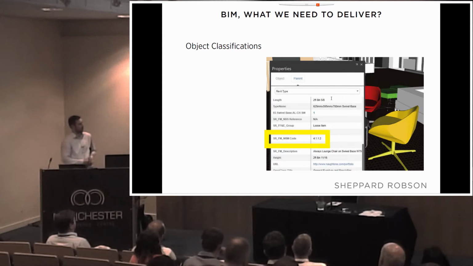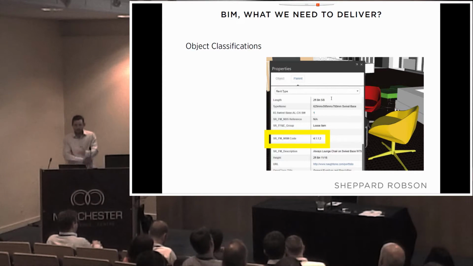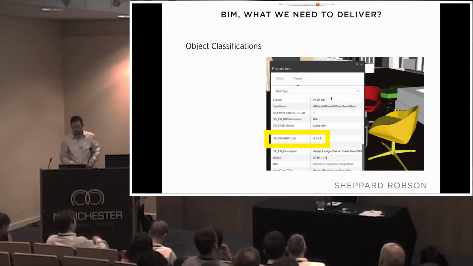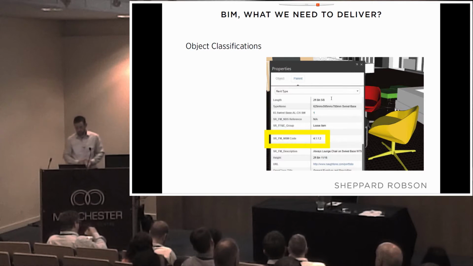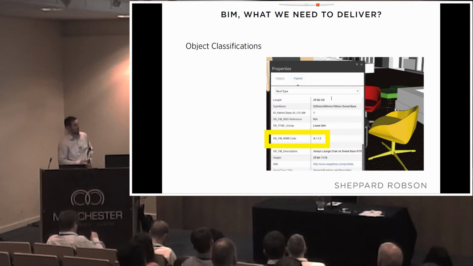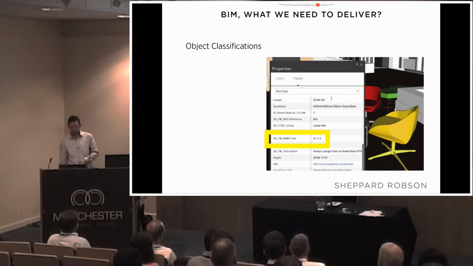So this is actually referring to various different kinds of classification, but object classification. So if you select something within your model or within Glue or Navisworks, your IFC, you can see a particular classification that might be particular to your project. There's lots of classification systems out there. Various projects will use their own.